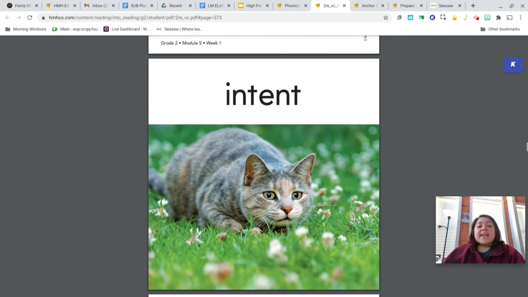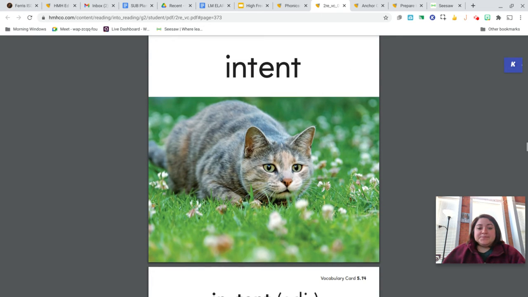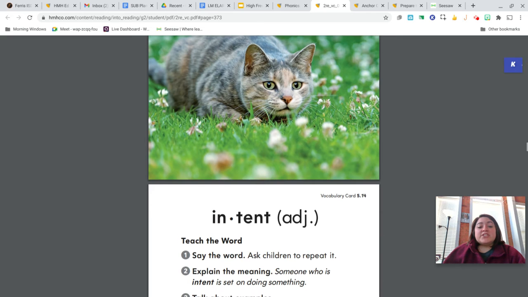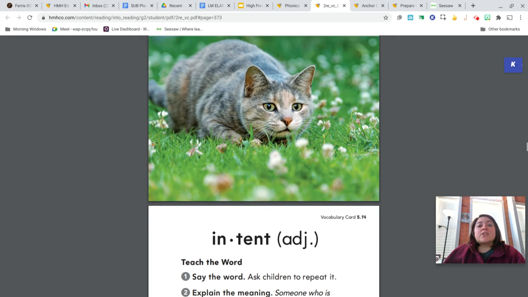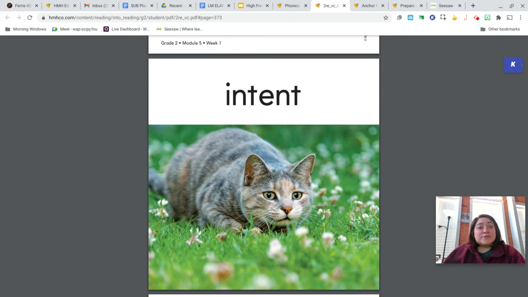All right, everybody say intent. Intent is an adjective. It's a describing word. Someone whose intent is set on doing something. The cat was intent on watching the bird. Uh-oh, that may not be a good thing, huh? So you have to be careful with your cats sometimes and your dogs. Your dogs can be intent too.